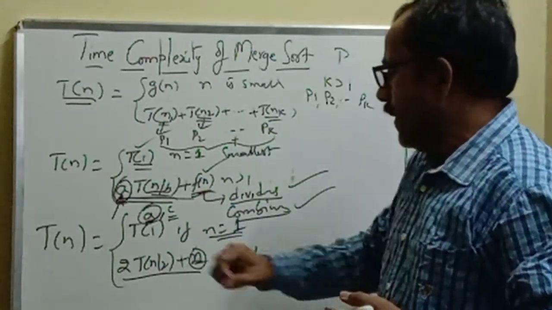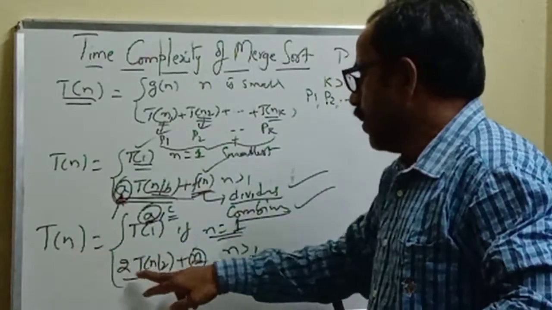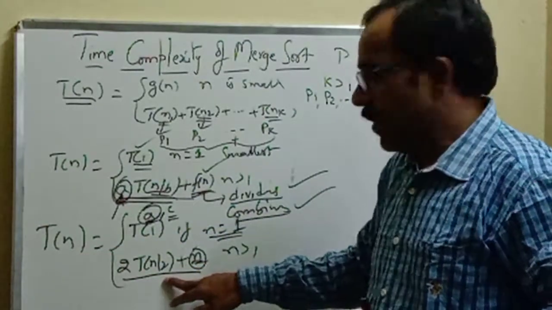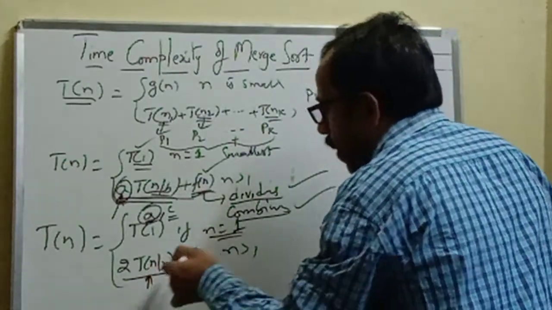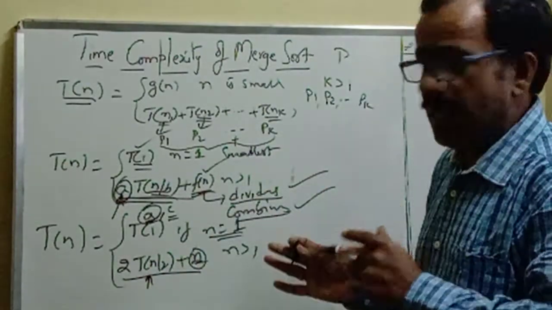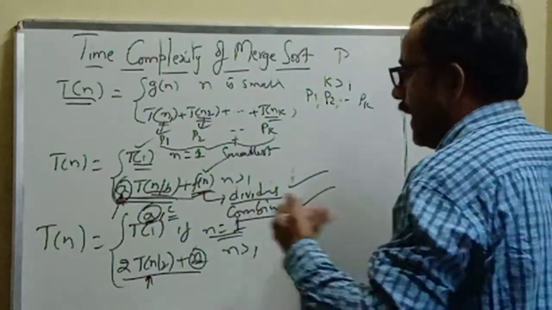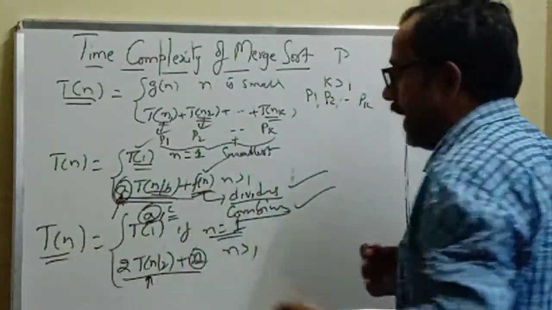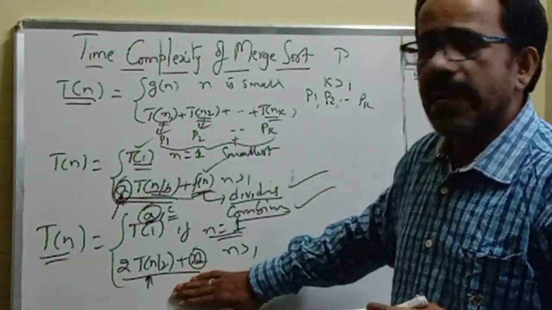So what do we mean by 2T of n by 2? According to merge sort, we are dividing an n element problem into two n by 2 element problems. So if you calculate the time needed for solving one n by 2 element problem, and multiply it by 2, we get the total time needed to solve an n element problem. Now I am going to show how this particular recurrence relation can be expanded.